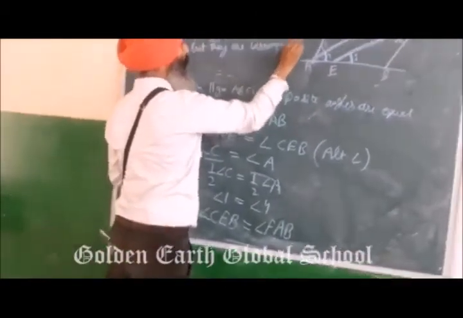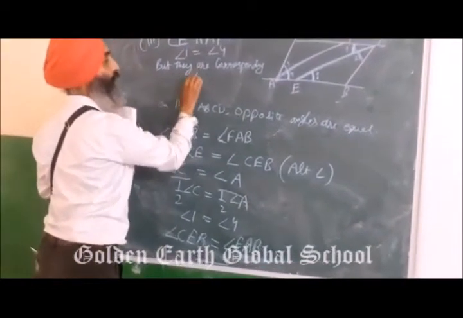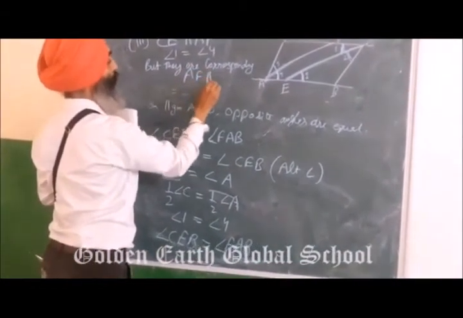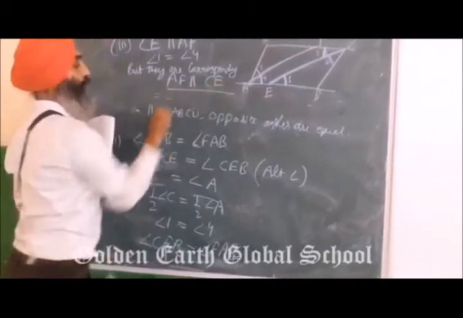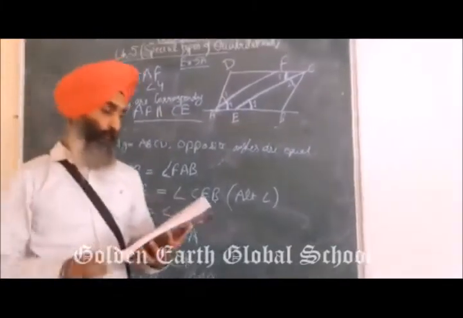So that's why you can say that AF is parallel to CE. Okay everyone? So thank you.